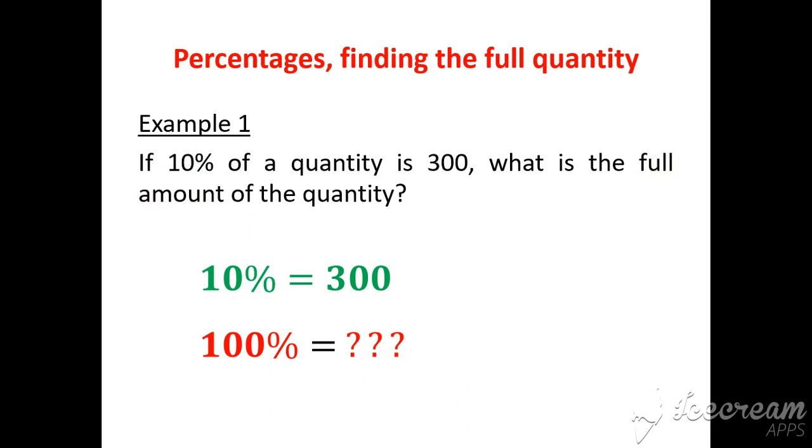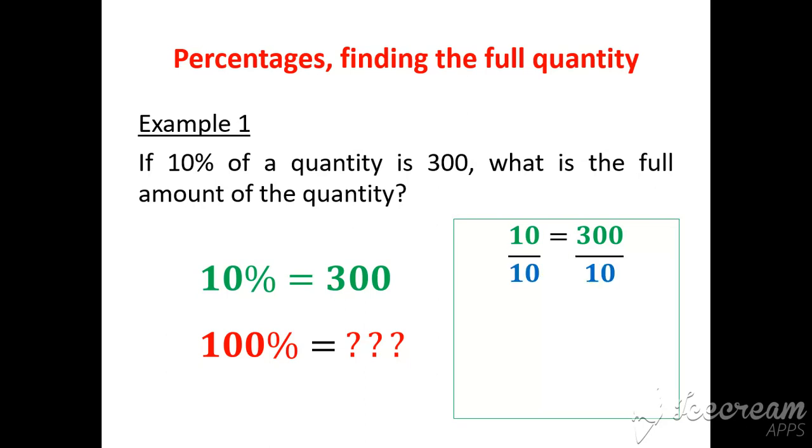Right, well, here's the technique I like to use. So 10% is equal to 300. We're going to write 10 is equal to 300. We're going to divide both sides by 10. 10 divided by 10 gives us 1, that's equivalent to 1%. And 300 divided by 10 is 30. So 1% is equal to 30.